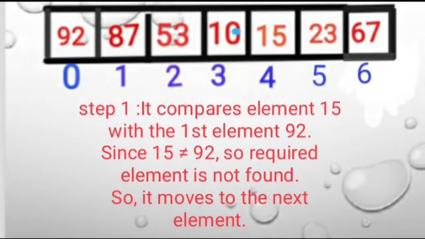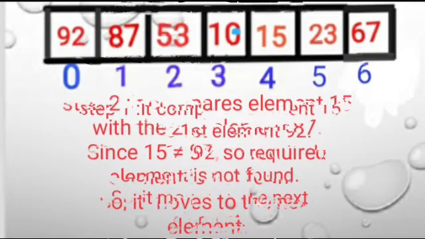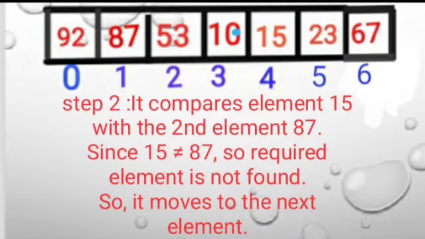Step 1. It compares the element 15 with the first element 92, whether the element 15 is present at the 0th index or not. Where 15 is not equal to 92, so the required element is not found, so it moves to the next element. Step 2. It compares element 15 with the next element, which is 87. Since 15 is not equal to 87, the required element is not found at the first index also. So it moves to the next element.